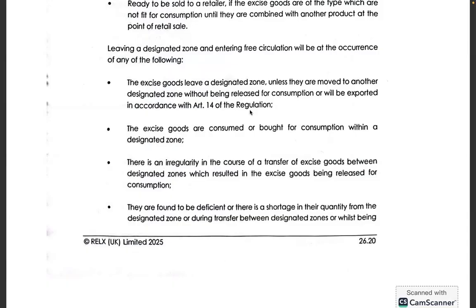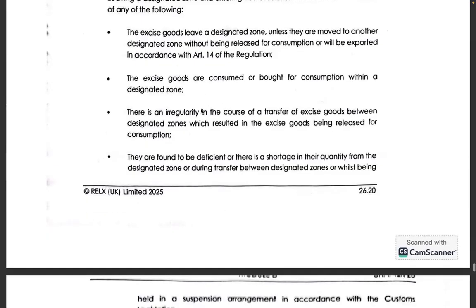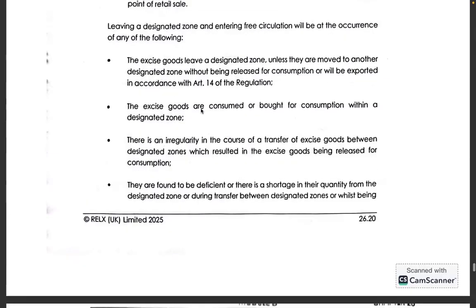So if excise goods move from one designated zone to another designated zone, they are not seen as released. But if they leave one designated zone and do not go to another designated zone, they will be seen as released for free circulation. The excise goods are consumed or bought for consumption within a designated zone. The goods are consumed or bought for consumption within the designated zone itself. So that will also be seen as free circulation.